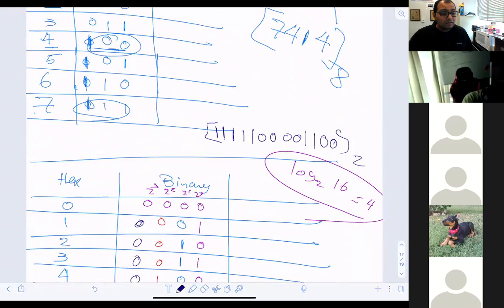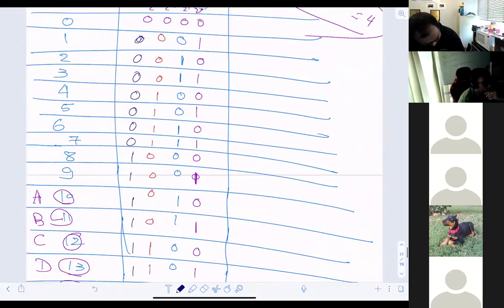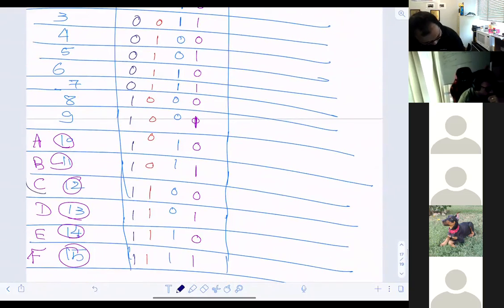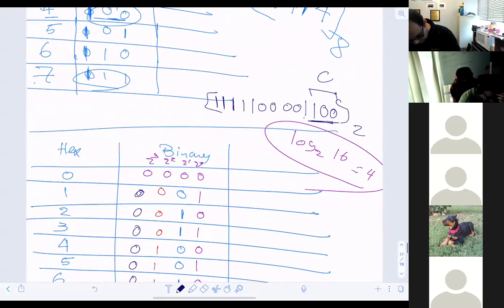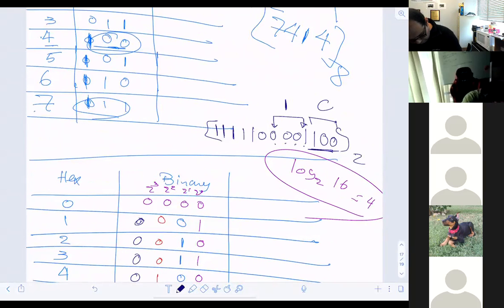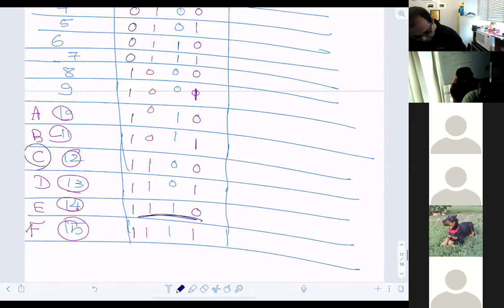4? Yes, so this is 4. This is basically here in the table, C. And 1, 2, 3, 4. So this is another number. So this is what? 1. 1, 2, 3, 4. This is from the table, this one, E.